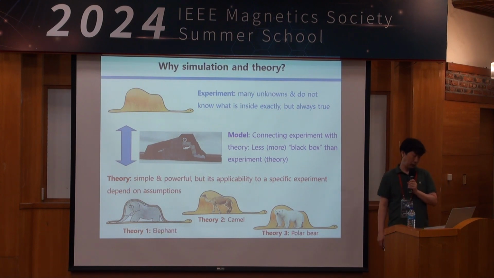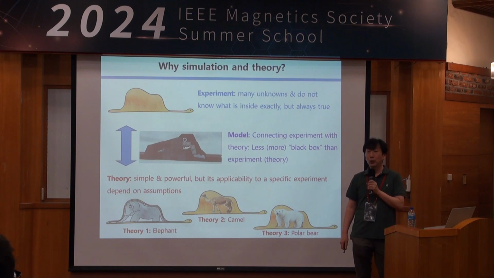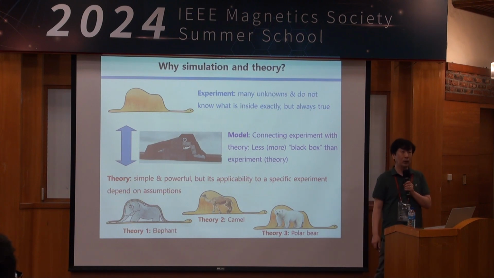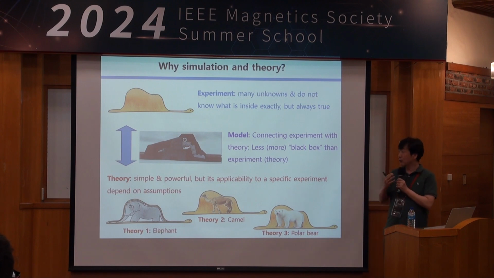So it is less black box than experiment. We know what is going on inside, but it is more black box than theory, because theory sometimes gives a very simple analytical expression, but the modeling gives just the numbers. And also you can make a mistake in your code: plus, minus, multiplication, division, and so on. So you have to think if your numerical results are reasonable or not before reporting them.